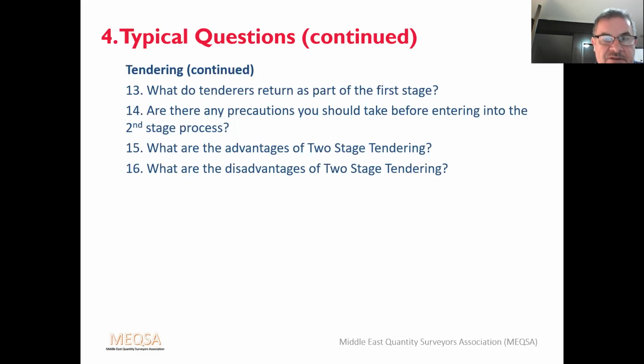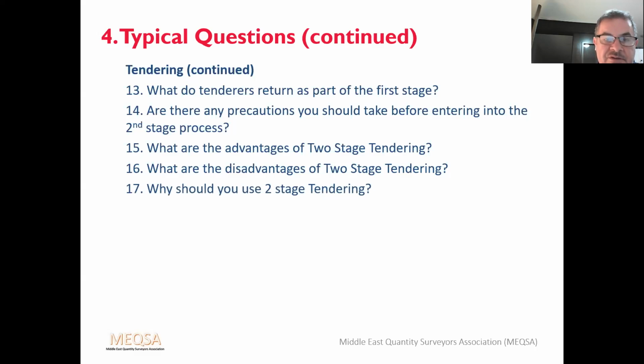What are the disadvantages of two-stage tendering? Well, the cost certainty may not be achieved before construction starts. Additional pre-construction fees for the contractor. The contractor could take advantage of the second stage negotiation and could increase the costs. And there's a potential for parties to not agree on the contract sum, which could result in a re-tender exercise, which is expensive and time consuming.